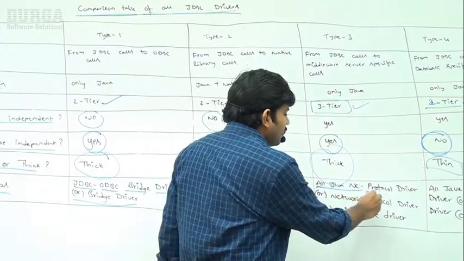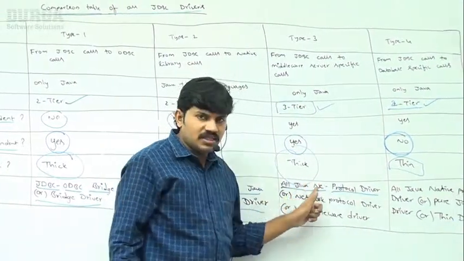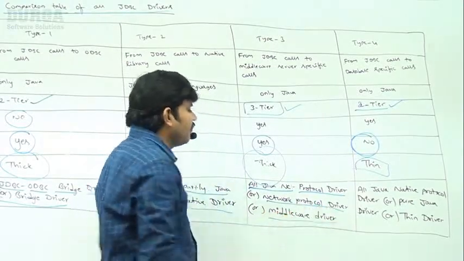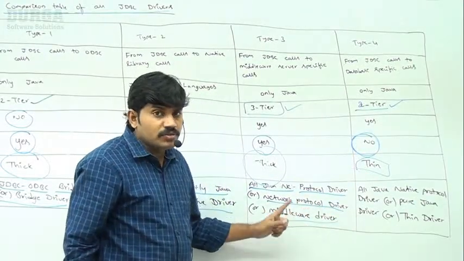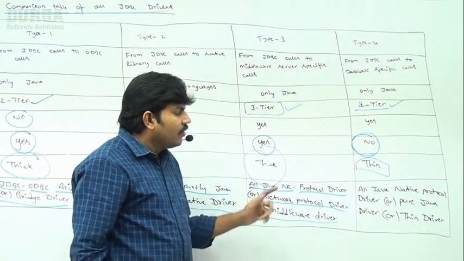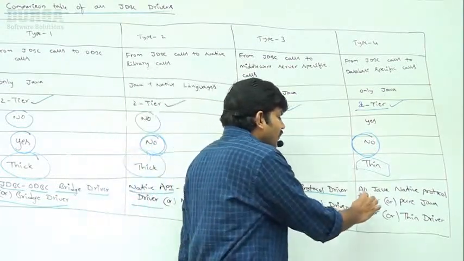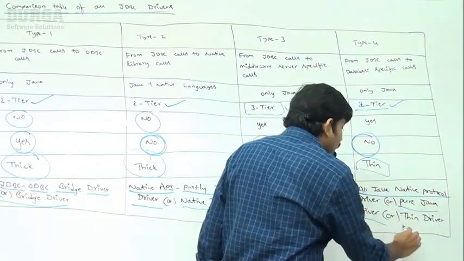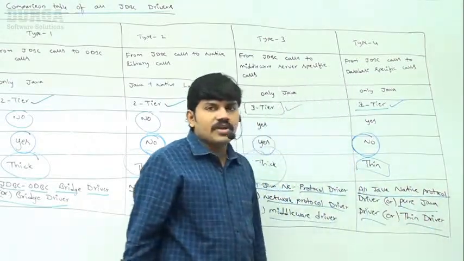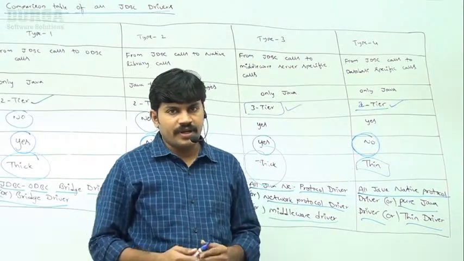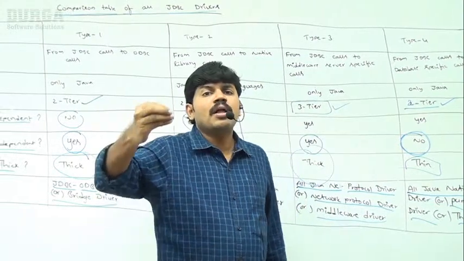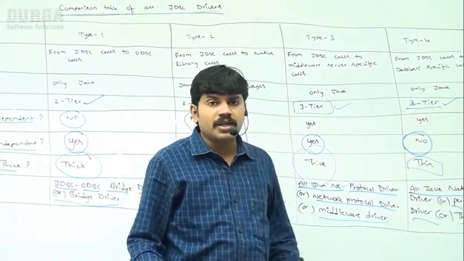Type 3 is known as all Java net protocol driver, or network protocol driver, or middleware driver, because internally it uses a middleware server. What is the last one? Type 4 is known as all Java native protocol driver, or pure Java driver, or thin driver. These are various other names for type 4 driver, right? Are you in a position to understand, right? Okay, that's all. This is a small summary related to types of drivers.